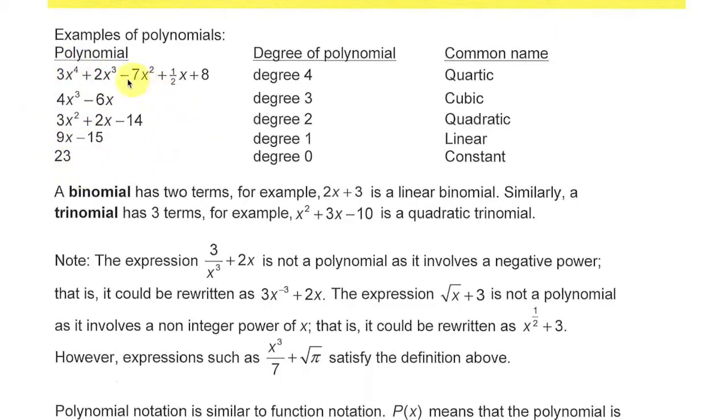With all of these polynomials, the powers of X need to be a positive whole number. That's an integer, as we refer to it. So it can't be to the power of a half, and it can't be a negative power.